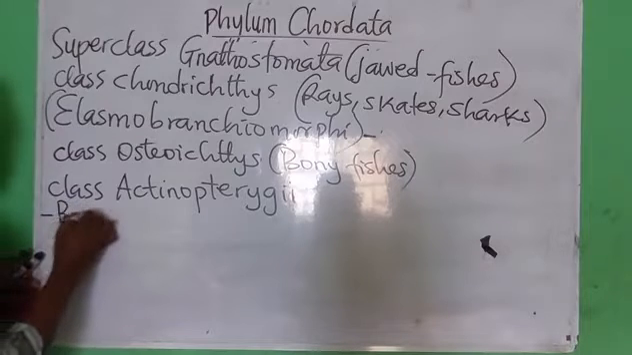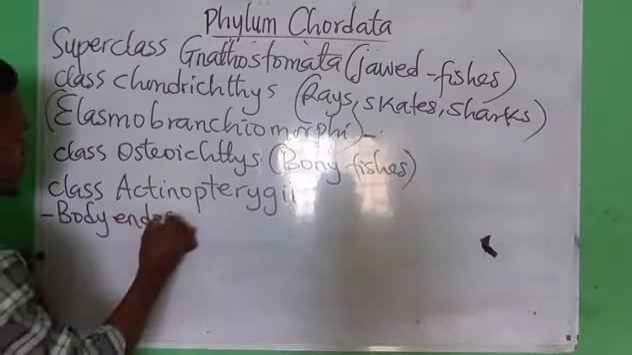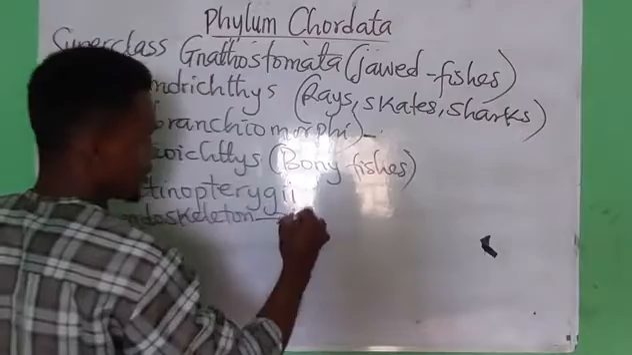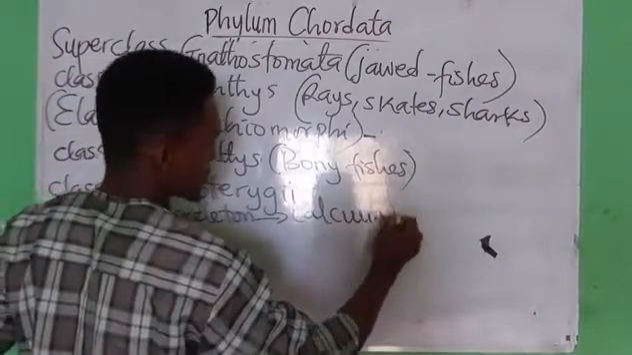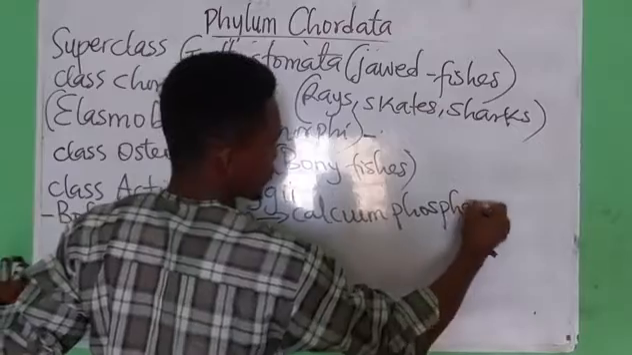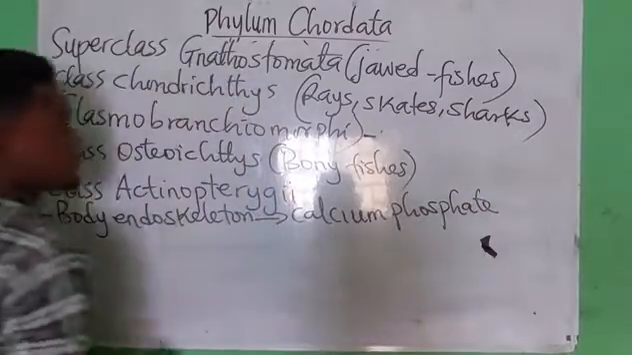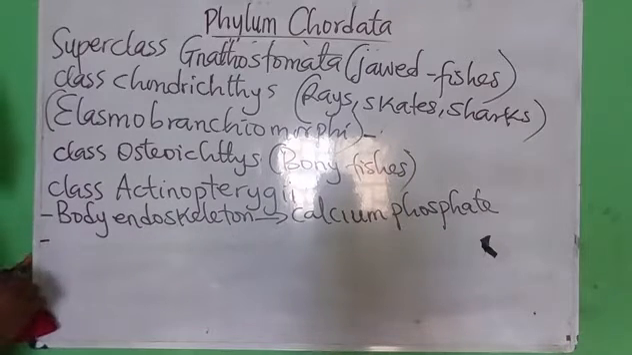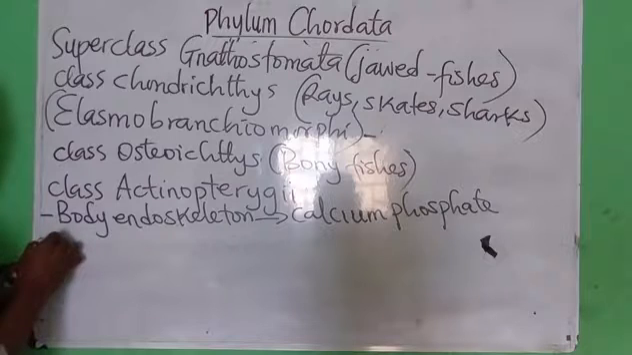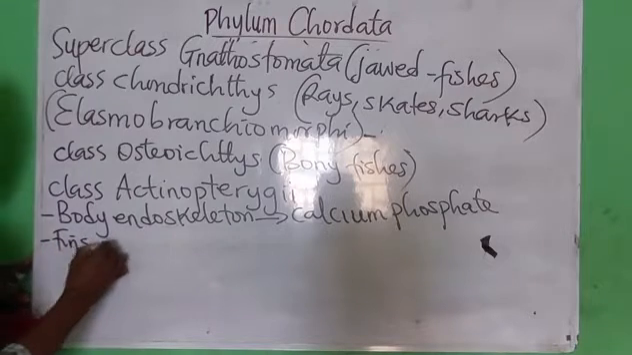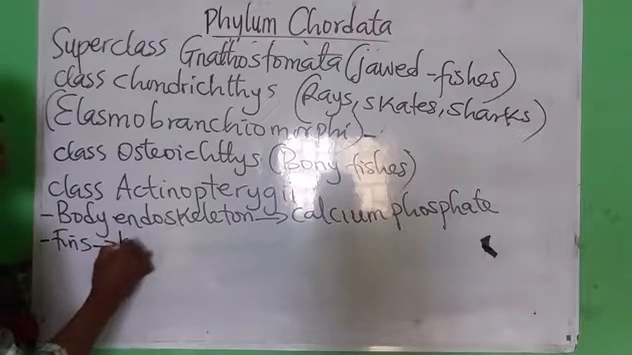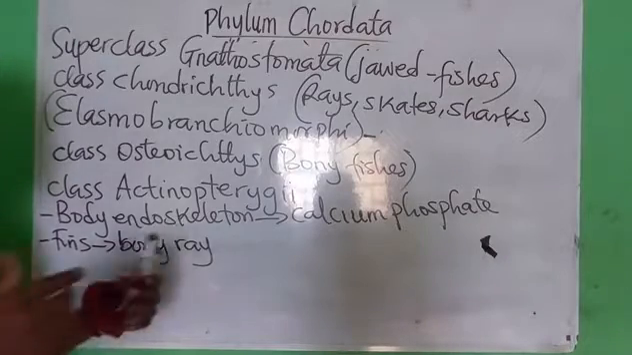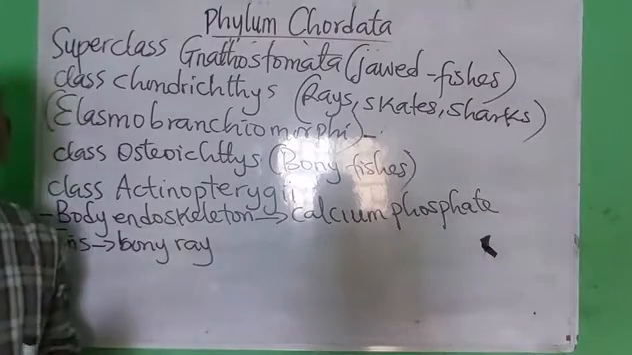One, they have a bony type of endoskeleton. And this endoskeleton is made up of what? Calcium phosphate. Very, very important. Now, apart from that, their fins are supported by bony rays or a bony structure, which therefore enhances a better swimming ability.